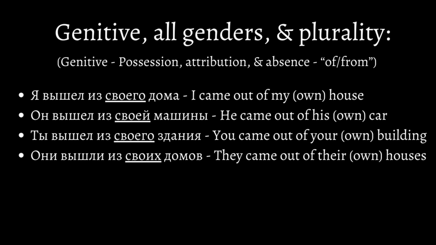Here, we have свой in the genitive under every gender and plurality, and the genitive relates to possession, attribution, and absence. Я вышел из своего дома. Он вышел из своей машины. Ты вышел из своего здания. And они вышли из своих домов.